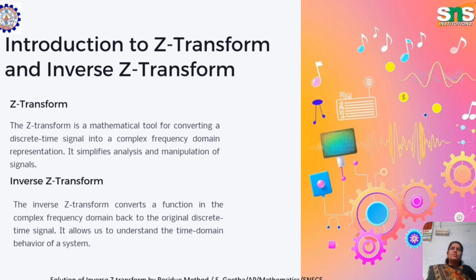Introduction to Z transform and inverse Z transform. Z transform: The Z transform is a mathematical tool for converting a discrete time signal into a complex frequency domain representation. It simplifies analysis and manipulation of signals. Inverse Z transform: The inverse Z transform converts a function in the complex frequency domain back into the original discrete time signal. It allows us to understand the time behavior of a system.